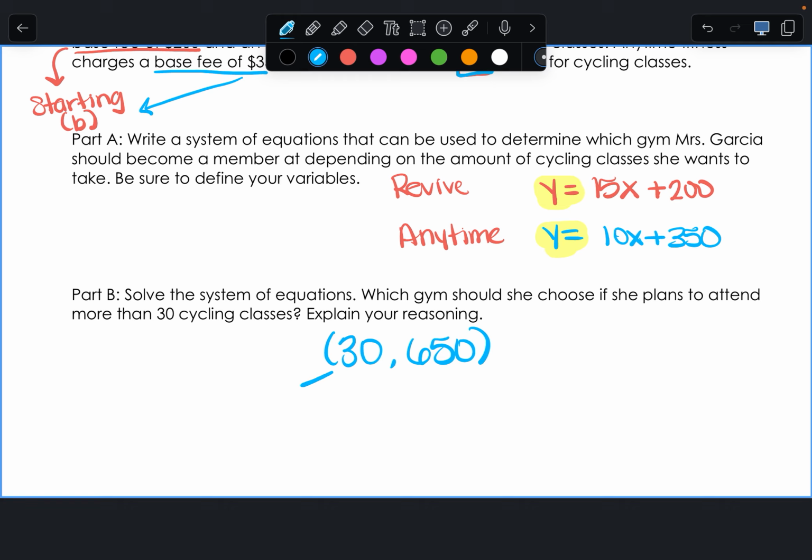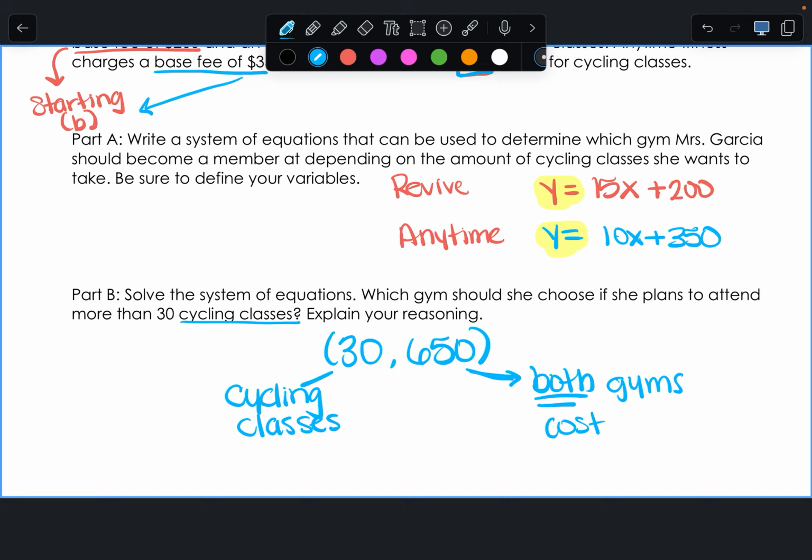30 is what? What does 30 represent? Cycling classes. So after 30 cycling classes, both gyms would cost what? $650. After 30 cycling classes, both gyms are going to cost the same.